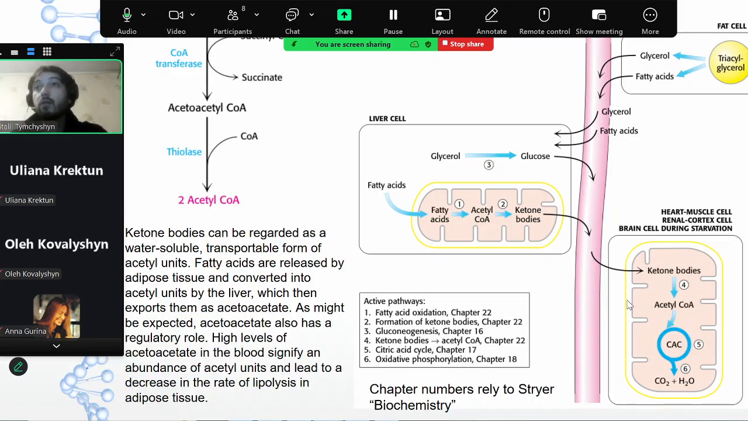So here we have a brain cell. It takes up these ketone bodies, and with these biochemical mechanisms transforms them into acetyl-CoA that is later used in the Krebs cycle to get some energy. So here you see this numbering and even some references. That image was, let's say, stolen from the Biochemistry of Stryer, so you probably know that book.